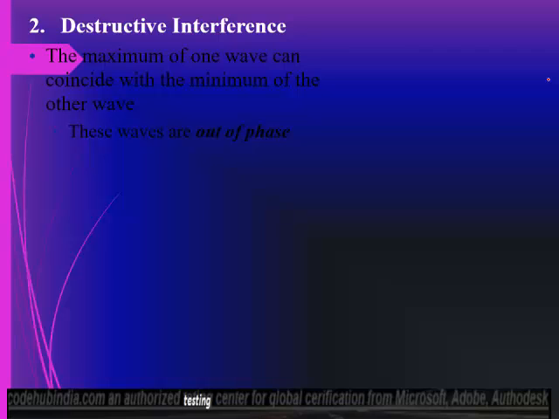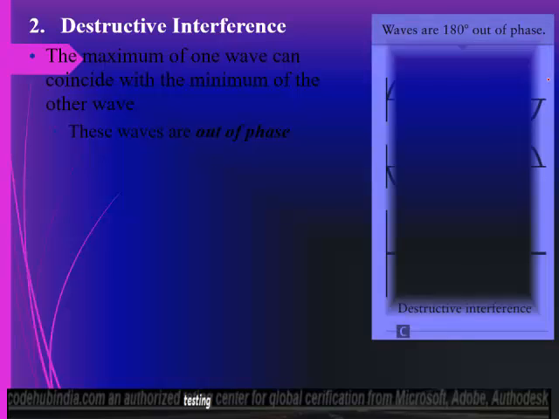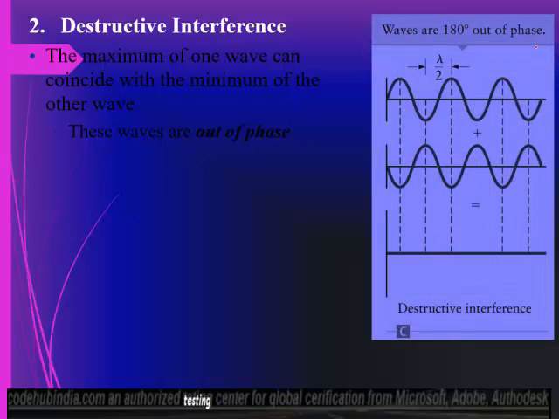Now destructive interference. Let us put the maximum of one wave to coincide with the minimum of the other. How? Look, this wave in the first quadrant: here is 90 degrees, here to here is 180 degrees, here to here is 270 degrees. So if one is increasing, the other is decreasing. If one is decreasing, the other is increasing. So what we are getting is out of phase.